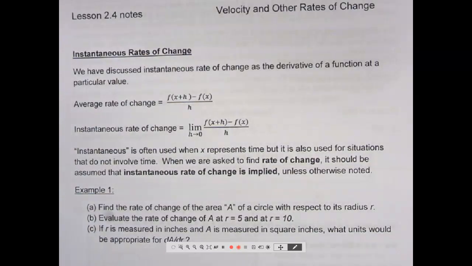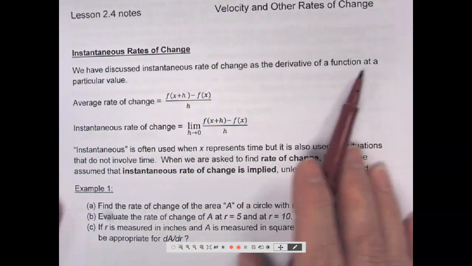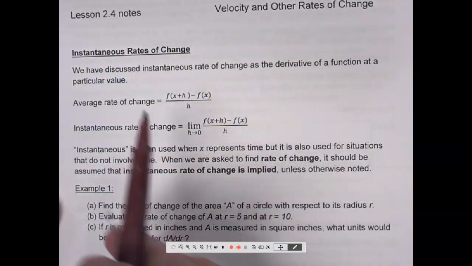Instantaneous rate of change. Okay, so today we're particularly going to hit a lot on velocity, but all of the problems we do will be talking about an instantaneous rate of change. That is different from average rate of change because you're finding the change at a particular moment. We've discussed instantaneous rate of change as the derivative of a function at a particular value.